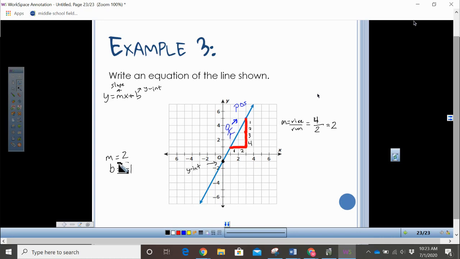So once I've identified my slope and my y-intercept, then I just have to plug it into my equation. So my equation would be y equals 2x minus 1. And that would be the equation for this graph line.